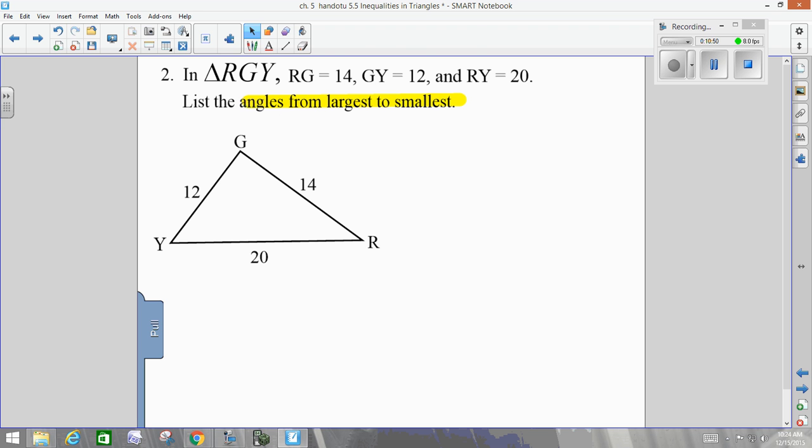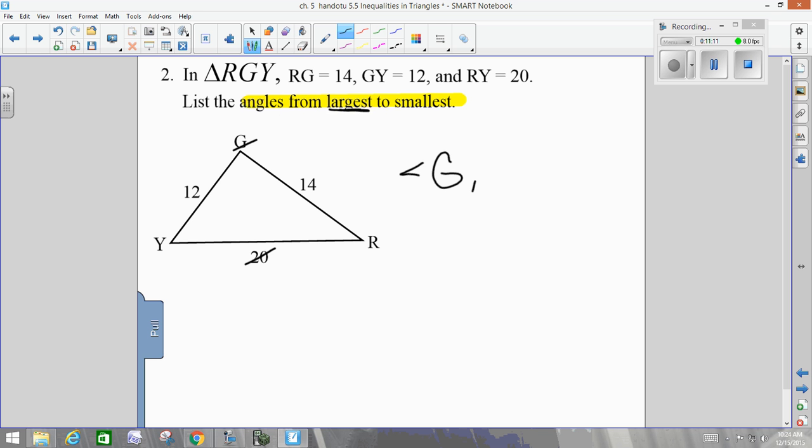I need to find the biggest angle first. So which side length should I look for, the longest one or the smallest one? Longest one, which is 20. Which angle is across from it? G. So angle G is my largest angle. I like to cross them off so I don't reuse them. Then I have to go to the next largest side, which is what?